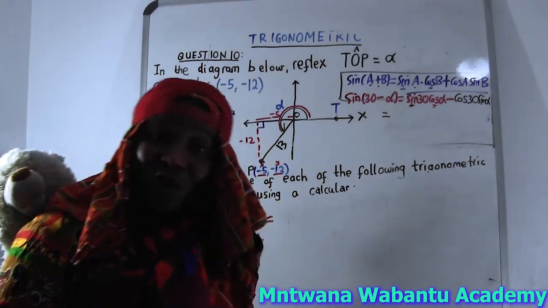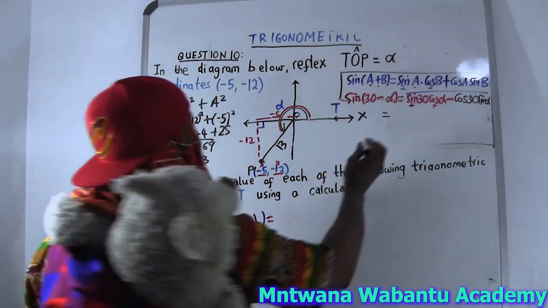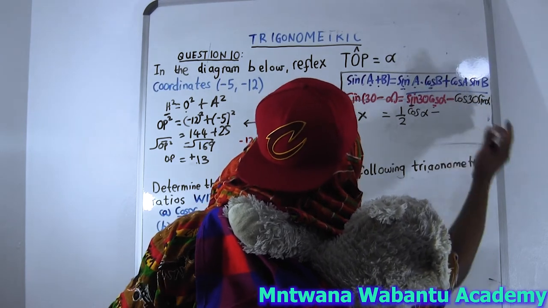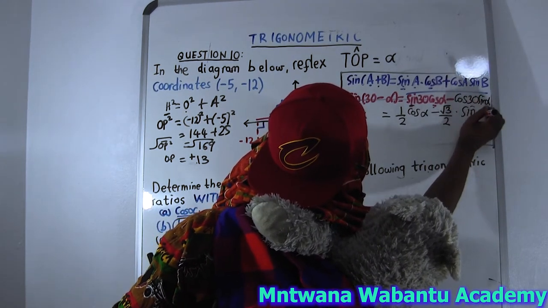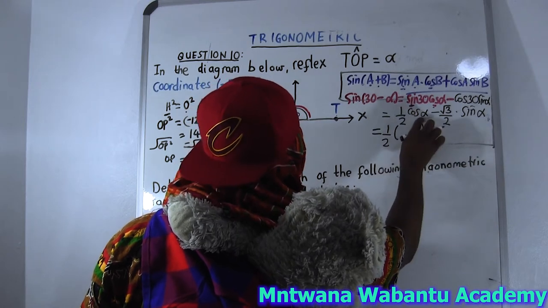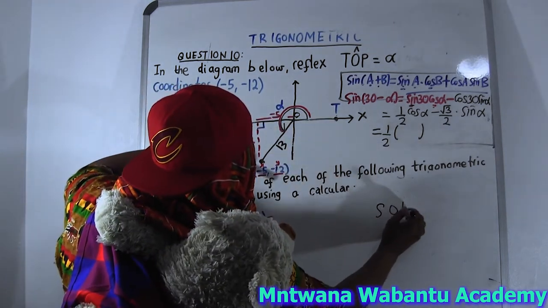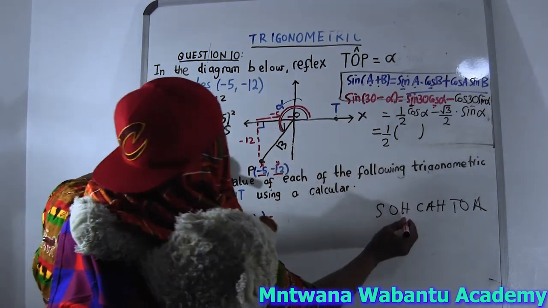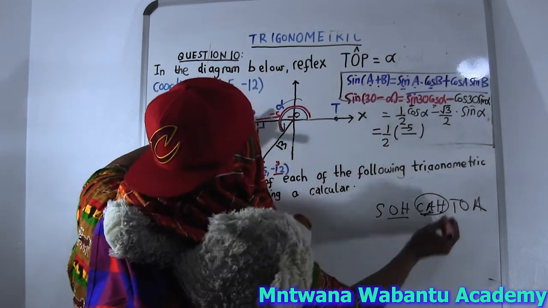Now what is sine of 30? 30 is a special angle, so even if I use a calculator, no one will know, even though they told me not to use a calculator. Sine of 30 is equal to a half. So this is going to be a half times cos of alpha, and then this becomes cos of 30. What is cos of 30? It's a special angle, I know it in my head: square root of 3 over 2, times sine of alpha. So you see, we can finish by saying a half, and then cos of alpha. Come to your triangle. Use this triangle here, SOH CAH TOA. So cos of alpha, this is our angle alpha. Cos is adjacent over hypotenuse. Adjacent is -5, so cos is going to be -5 over hypotenuse. What is the hypotenuse?